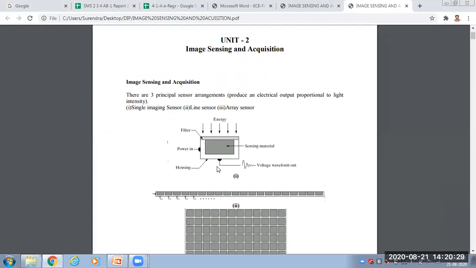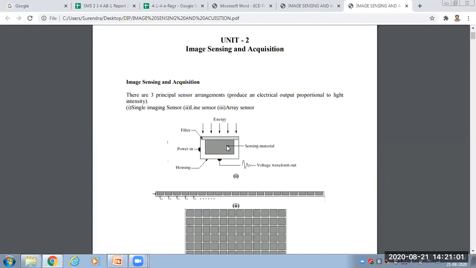single image sensor. In this single image sensor, there is a box. In this box, we observe power in and power out. Power in means there is a knob, power in, and this is a filter. The energy means light. Your lighting intensity is incident on your sensor, and these filters can filter out noise, and only our required data can be sensed.